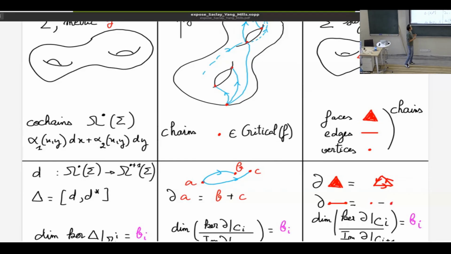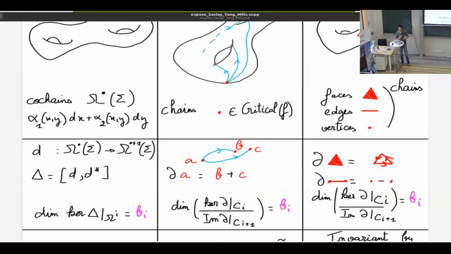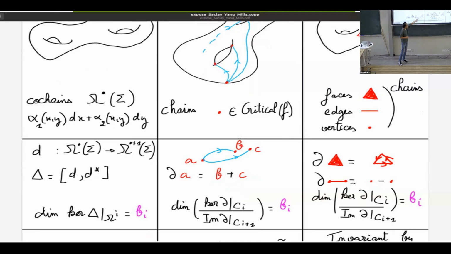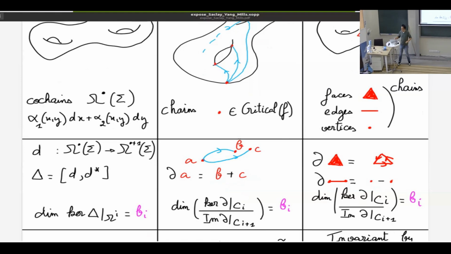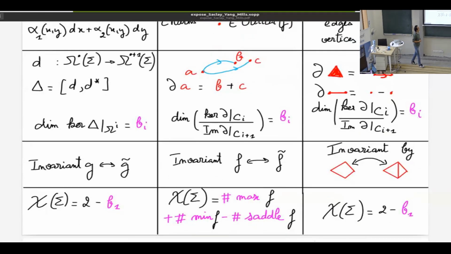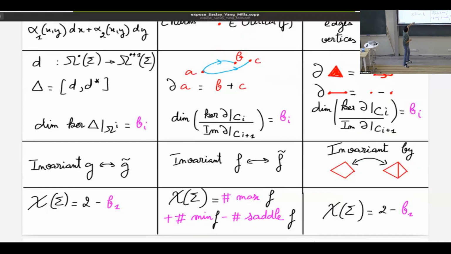You need to choose a metric on your surface and define the Hodge Laplacian. And from the Hodge Laplacian, by calculating the dimension of the kernel of the Hodge Laplacian on differential forms of degree i, you also get the Betti numbers. And from this data, you can also deduce the Euler characteristic. But the remarkable fact is that the invariants that you compute do not depend on the choice of metric.